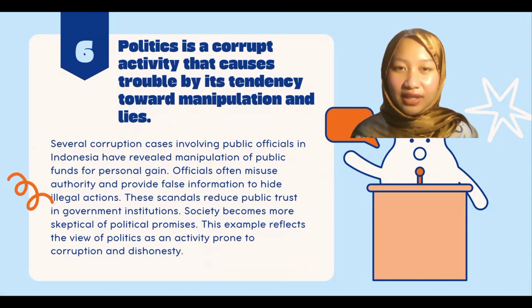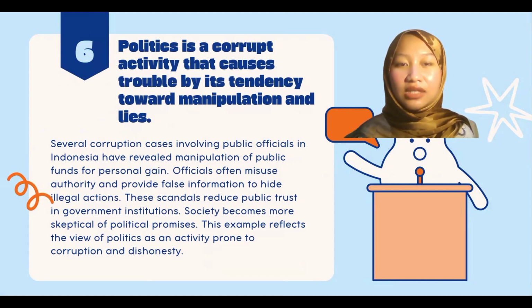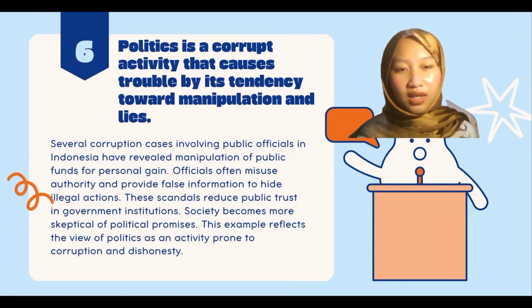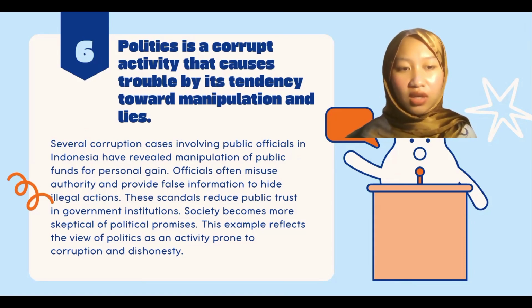Politics is a corrupt activity that causes trouble by its tendency toward manipulation and lies. Several corruption cases involving public officials in Indonesia have revealed manipulation of public funds for personal gain. Officials often misuse authority and provide false information to hide illegal actions. The scandals reduce public trust in government institutions. Society becomes more skeptical of political promises. The example reflects the view of politics as an activity prone to corruption and dishonesty.